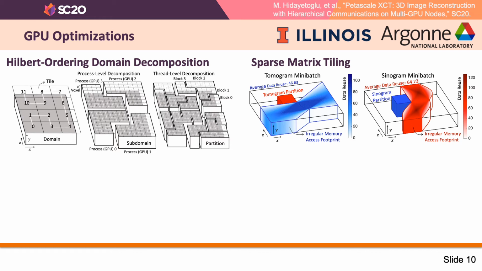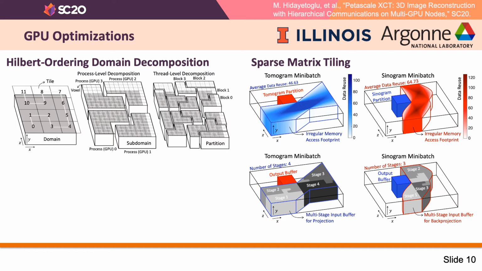For large geometries, however, the memory access footprint per block is so large that it doesn't fit into the 96 kilobytes shared memory capacity of GPUs. To overcome this problem, we developed a multi-staging algorithm where irregular memory accesses are performed with multiple shared memory stagings. In this case, projection and back projection perform irregular accesses with 4 and 3 stages respectively.